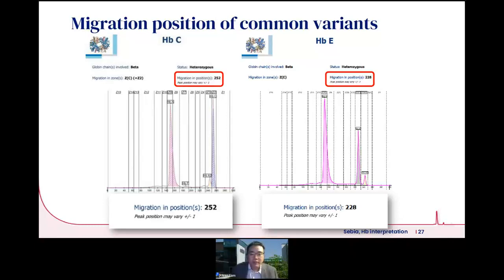So likewise, for hemoglobin C and hemoglobin E, if you place your cursor at the top of the peak, you will see a position of 252 for hemoglobin C and 228 for hemoglobin E. Of course, remember that for hemoglobin E variants, the variant peak is much lower in percentage compared to the other common variants, because the hemoglobin E variant has an expressional change, and therefore it resembles a thalassaemic presentation to some extent. And of course, an increased hemoglobin A2 as well.